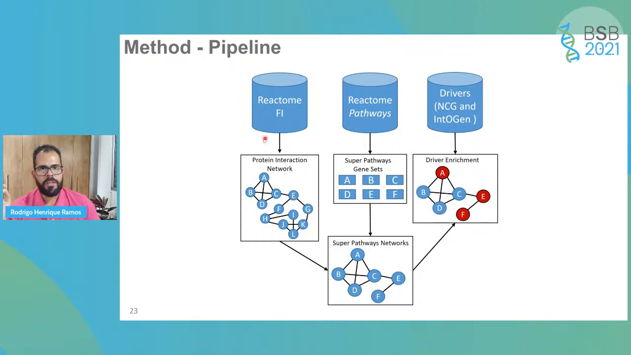And it has 14,000 nodes, it's a huge network compared to the ones we use here. And from this network, we extract induced subgraphs using the gene sets and enrich these networks with driver information. So in the end of this pipeline, we end up with 26 superpathway networks enriched with cancer driver genes.